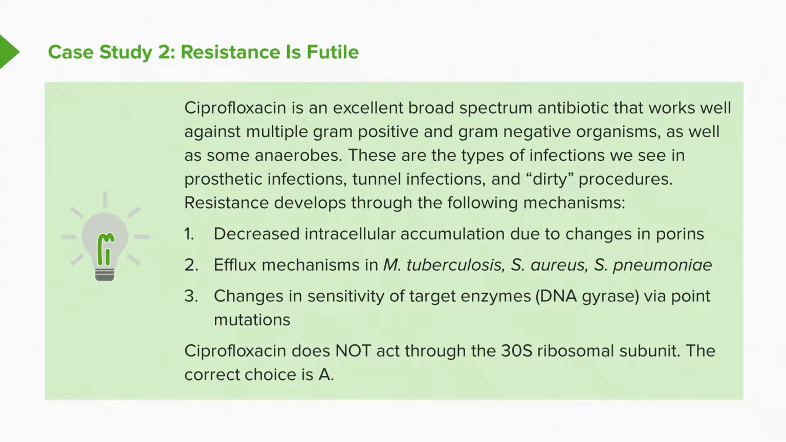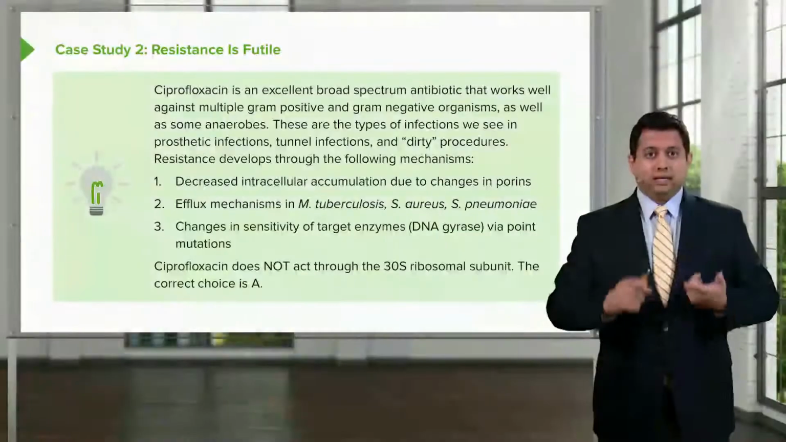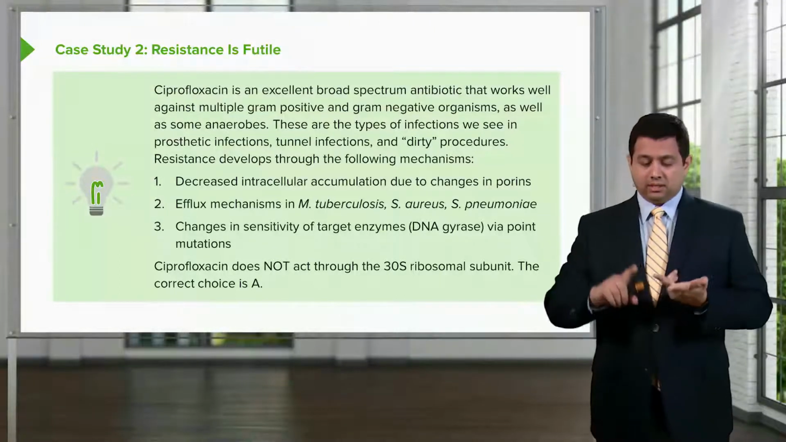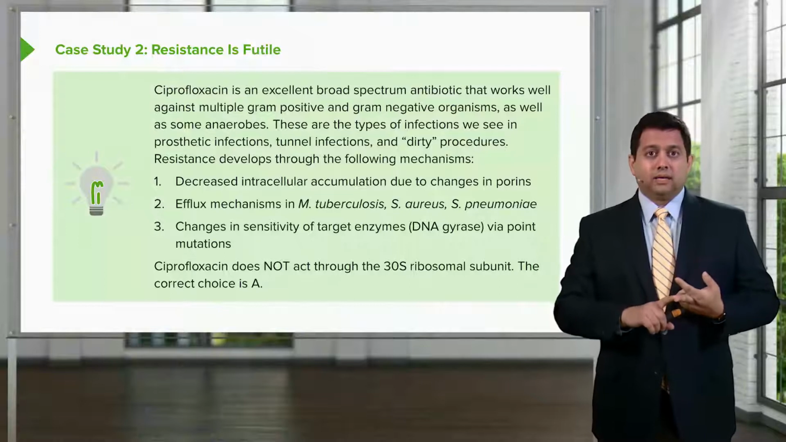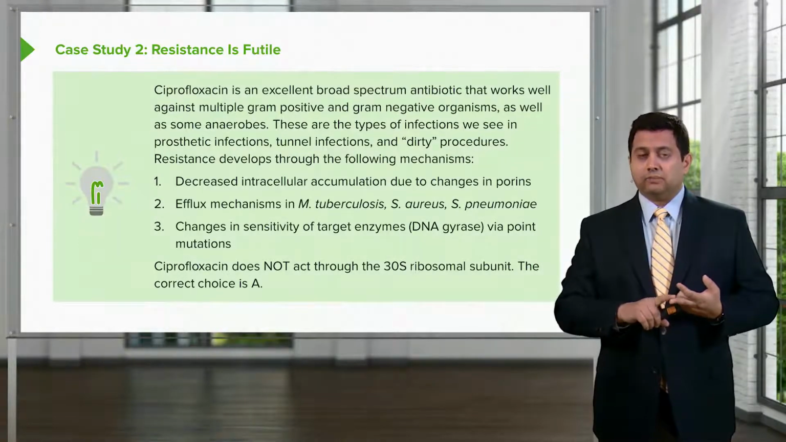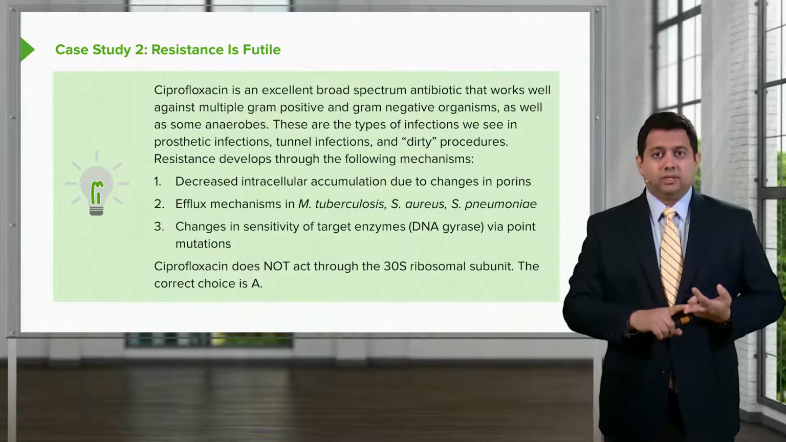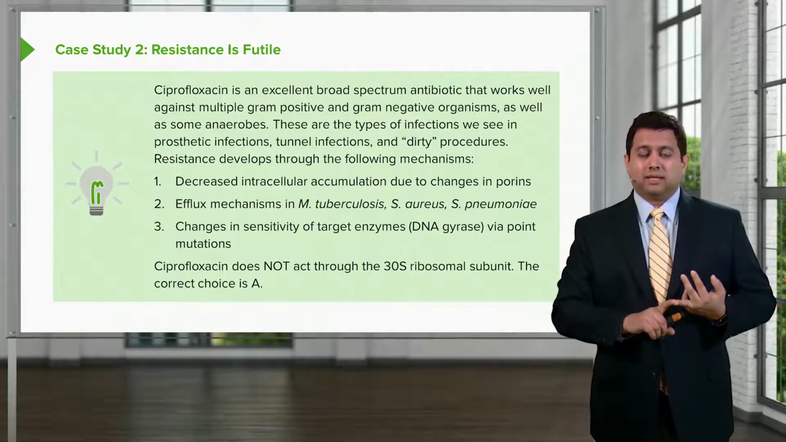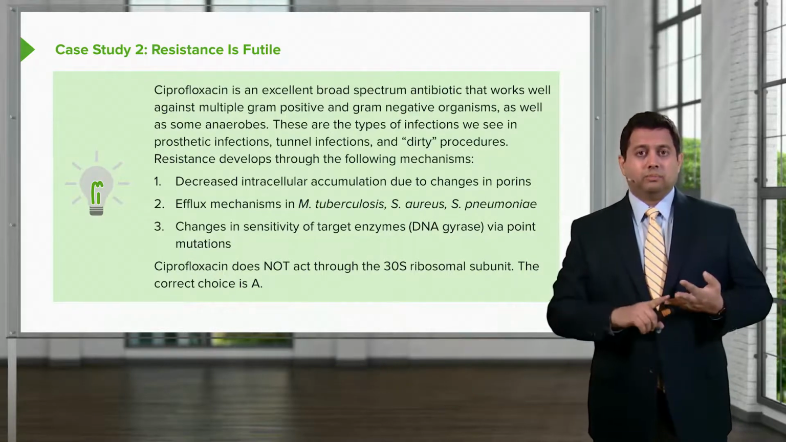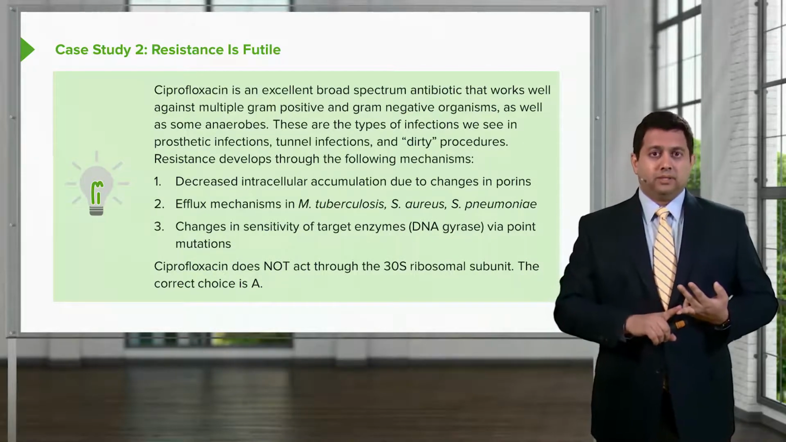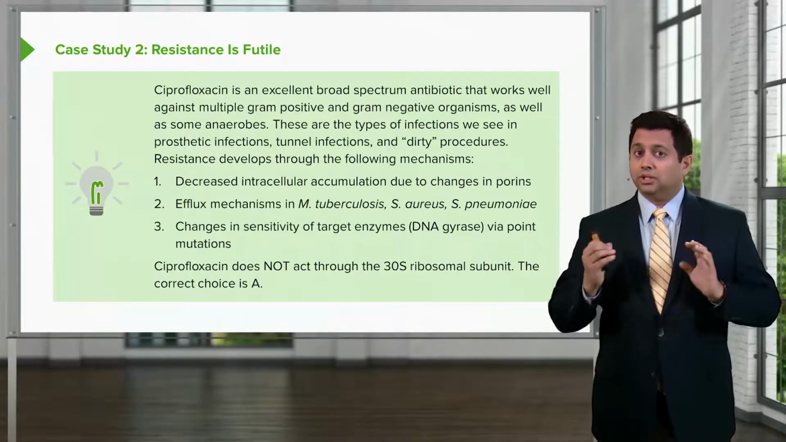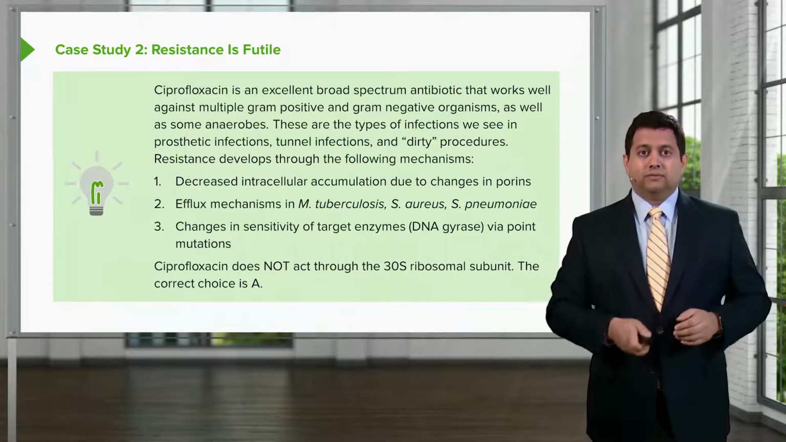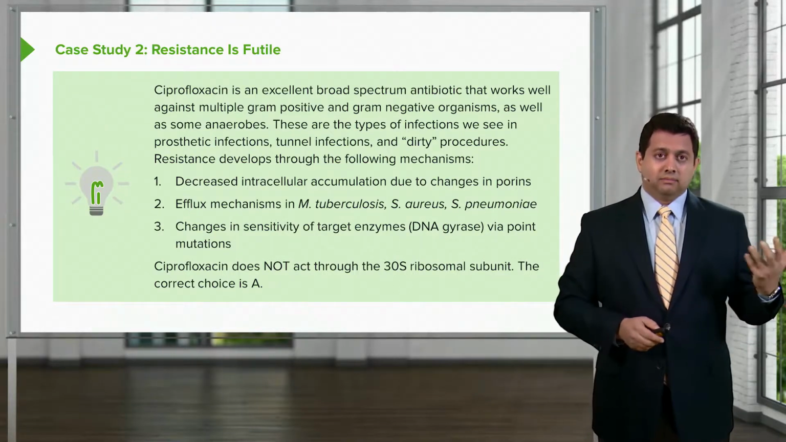Resistance develops through the following mechanisms. Number 1, decreased intracellular accumulation due to changes in the porins. Number 2, efflux mechanisms in Mycobacterium tuberculosis, Staph aureus, and Strep pneumo. And number 3, changes in sensitivity of target enzymes like the DNA gyrase, also called topoisomerase, via point mutations. Now, Cipro does not act through the 30S ribosomal subunit. The correct choice, therefore, is A, because that's the incorrect answer.